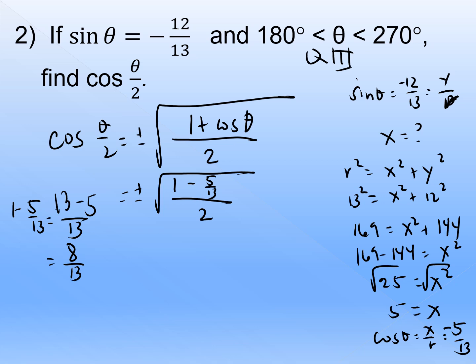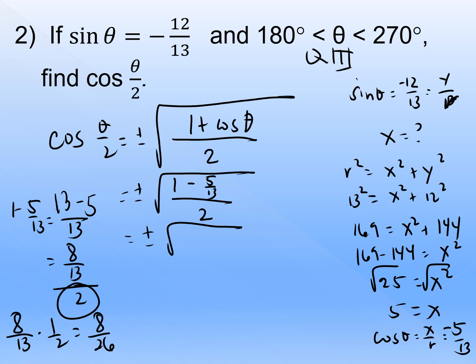Since there is divided by 2, we need to get the reciprocal of 2 and multiply to the numerator. So we have 8 over 13 times 1 half, which is equal to 8 over 26. So now the simplified form of (1 minus 5 over 13) all over 2 is 8 over 26. But since there is a radical sign in the denominator, we're going to multiply by square root of 26 on the numerator and the denominator. So it will be equal to positive, negative, square root of 208 all over 26. So that is our final answer for number 2.